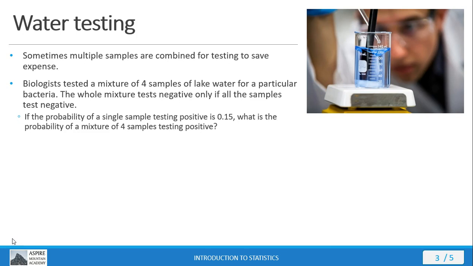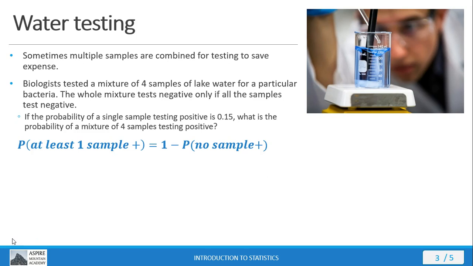Go ahead, pause the video here, see if you can work this problem on your own, then come back and we'll see how well you did. Okay, let's see how well you did. So first we were looking for the probability that at least one of those samples in the mixture tests positive, because if at least one of those samples tests positive, then the whole mixture will test positive.